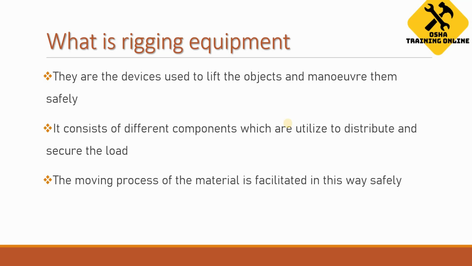What does it mean? Lifting certain kinds of objects and materials through rigging equipment is useful because it will distribute the load of the material, and the load which is moved up will be secure while carrying it. The moving process of the material is facilitated safely in this way, because the load will be distributed on the rigging equipment equally, and the load will be secure and carried from one place to another.